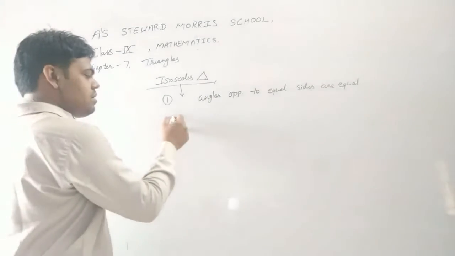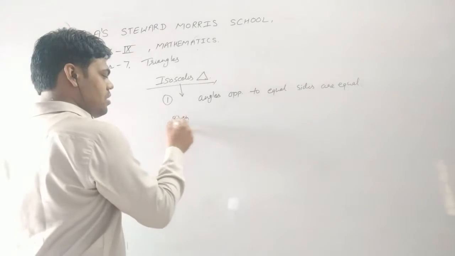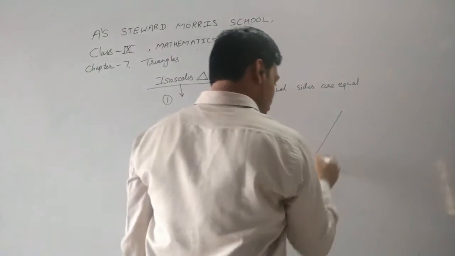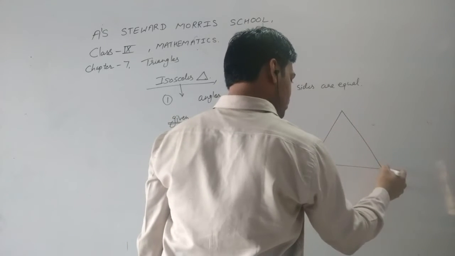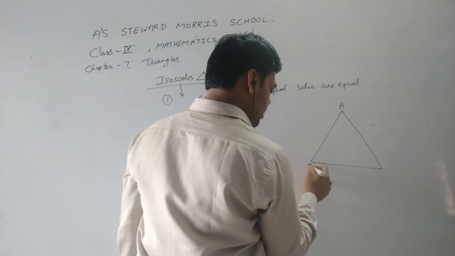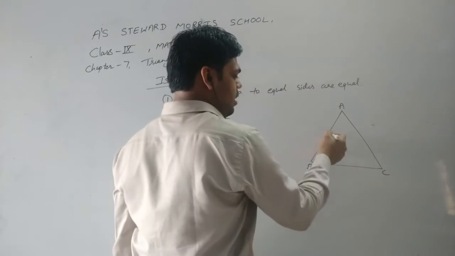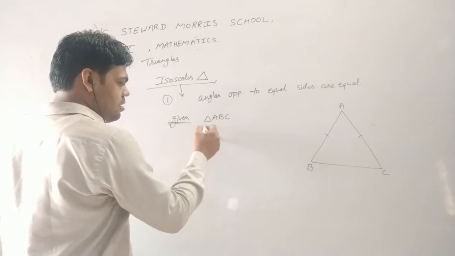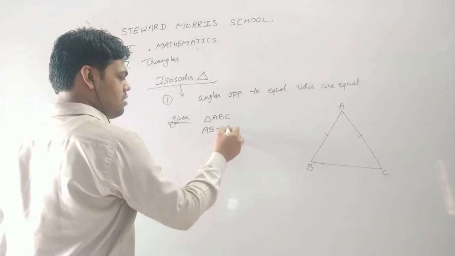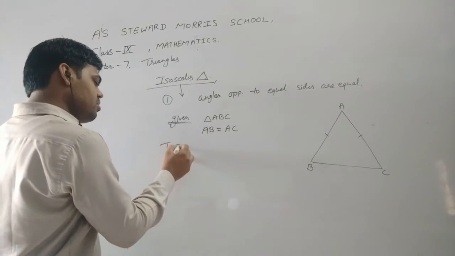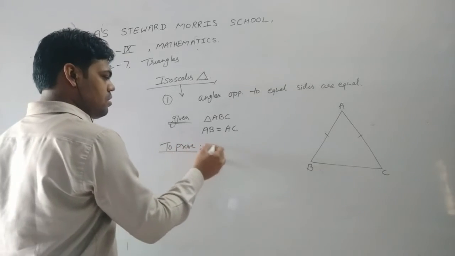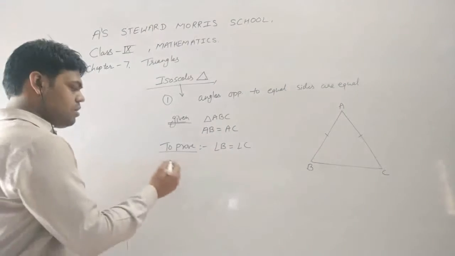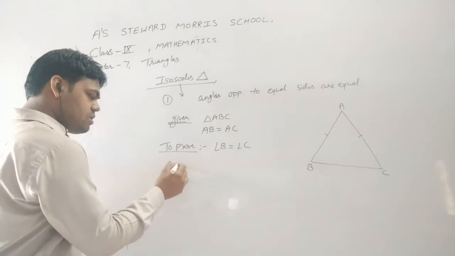The first part here is given, that is triangle ABC. We have to prove this part. How can you prove? See, it's a triangle ABC here, and AB and AC both are equal, given here. So we can write in triangle ABC, AB equals AC. To prove: angle B is equal to angle C. This part we have to prove.